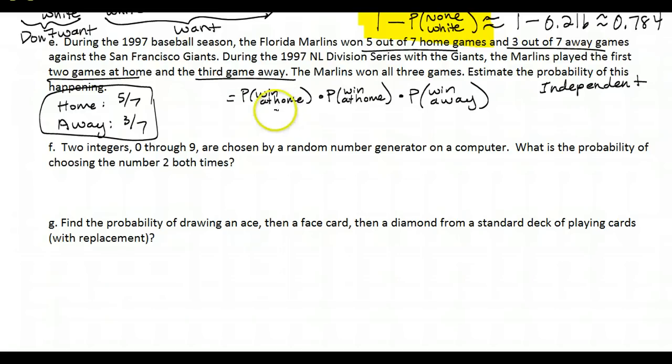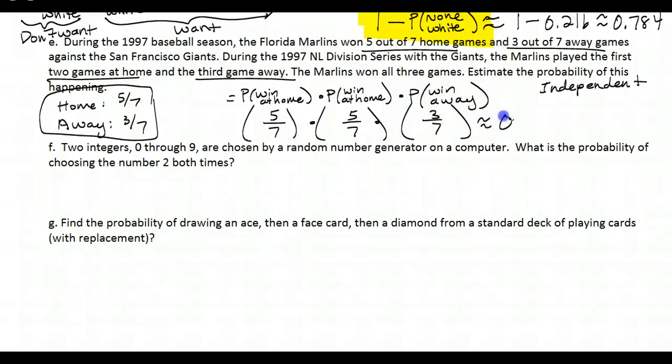The probability of winning at home was 5 out of 7, and we'll just assume it's the same each time then. The probability of winning away is 3 out of 7. So this time, they actually just gave us the 3 fractions. We didn't have to even do any counting. And you get 0.219.